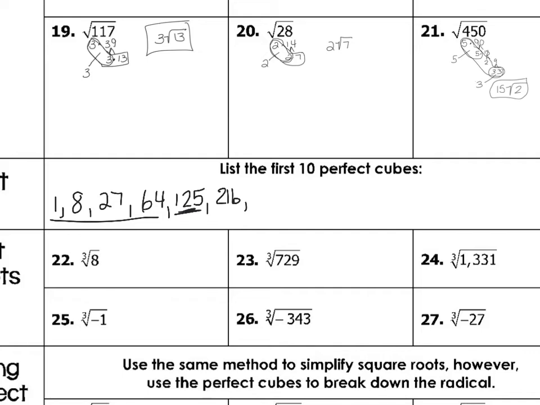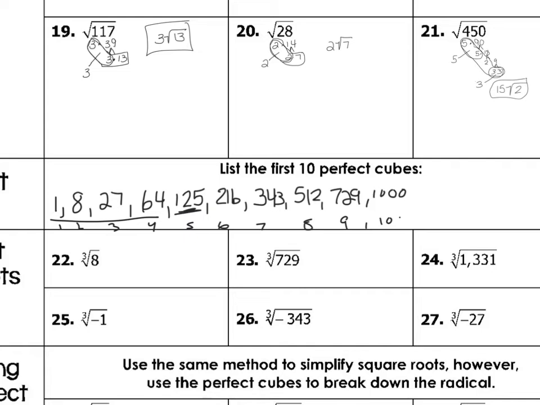So this was 1, 2, 3, 4, 5, 6. So now we're going to do 7. 7 to the 3rd power is 343. 8 to the 3rd power is 512. 9 to the 3rd power is 729. 10 to the 3rd power, that one I know, is 1,000.